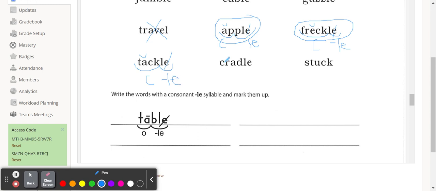Okay, notice with cradle, that's not a... oh, yes, it is. Let's circle that. Cray, dull. Excellent. Cray has a long A, that's an open syllable. And there it is, consonant LE. Perfect. Okay, that should have filled up, cross off that silent E. That should have filled up all of your lines down below.